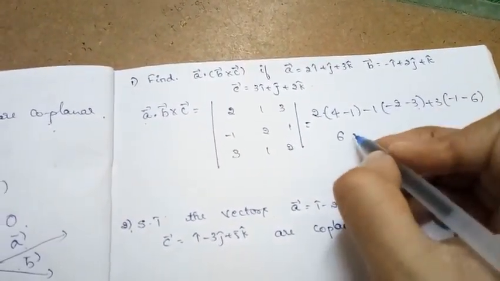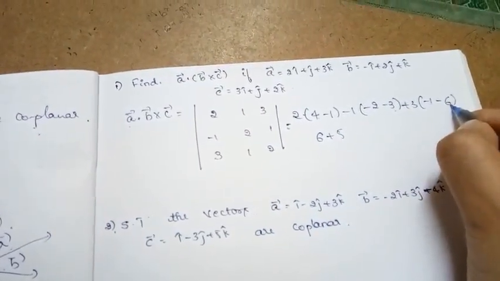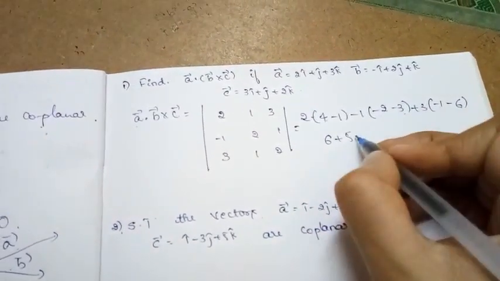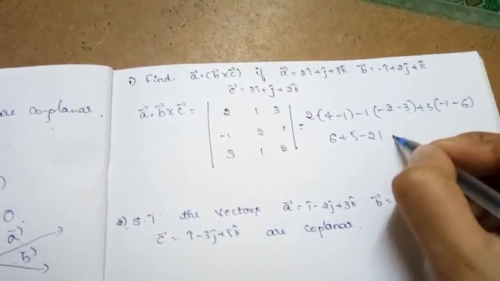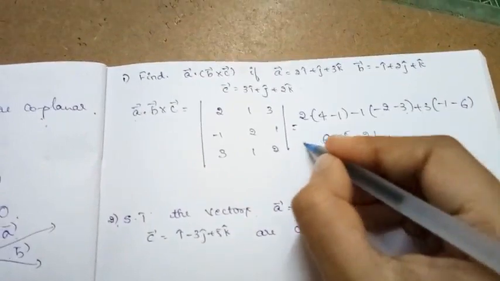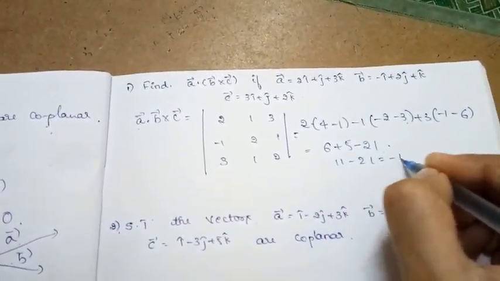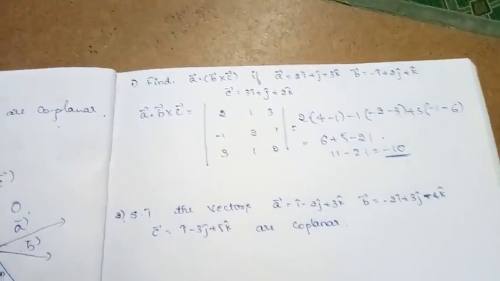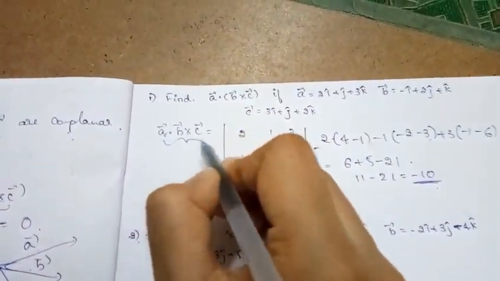So it is nothing but 4 minus 1, it is 3, 3 times 2 is 6, -2 -5, -2 -3 is -5, minus of minus plus 5, it is -7, -7 into 3, -21. So it is nothing but 6 plus 5, it is 11, minus 21, which is nothing but -10. It is the answer. So this is how we get the value of vector A dot B cross C.